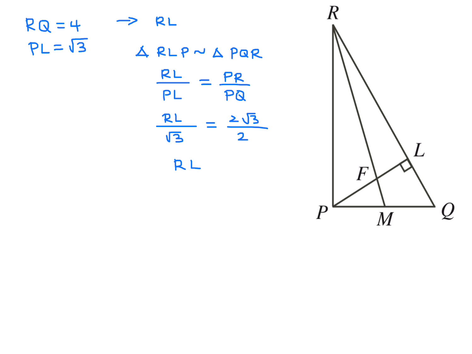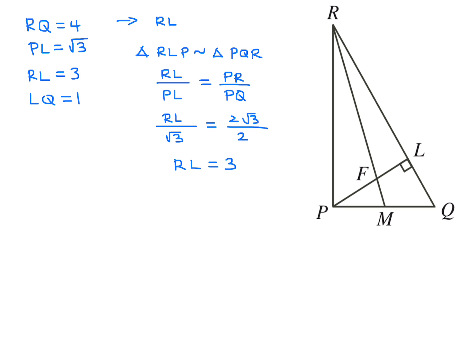Solving for this, we get RL is equal to 3. All right? So I'll just put that in here. I'm getting a collection of values. Well, we know that RQ is equal to 4. If RQ is equal to 4 and RL is equal to 3, that means LQ must be 1, correct? That's just simple subtraction. So there you go.